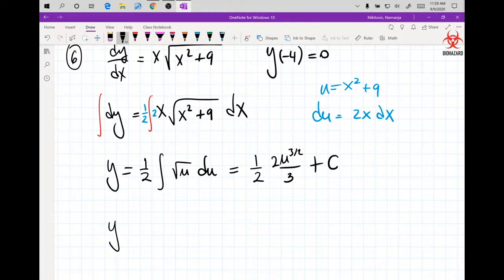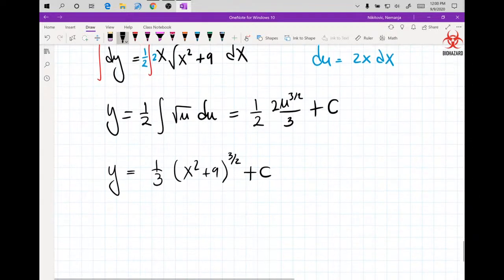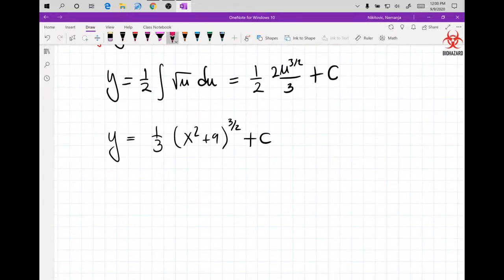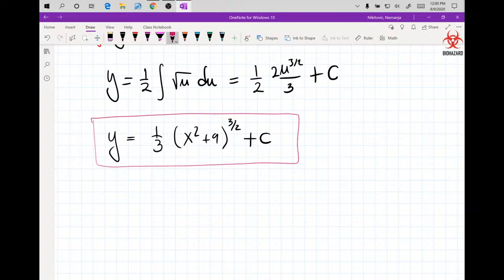And I have my y equals, the 2 and 2 will cancel. So it's 1/3 times x squared plus 9 to the 3/2 plus c. I am going to box this, even though I'm not done, because I want to give it its name, right? General solution.